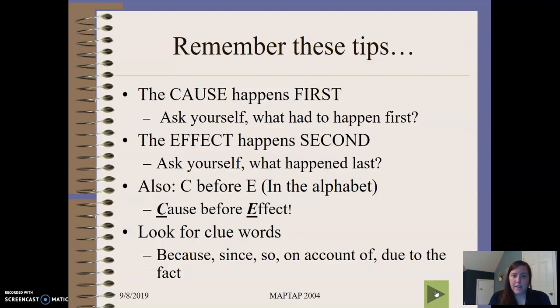Cause happens first, effects happen second. And then, of course, as we mentioned before, there can be chain reactions where effects turn into causes and cause additional effects.